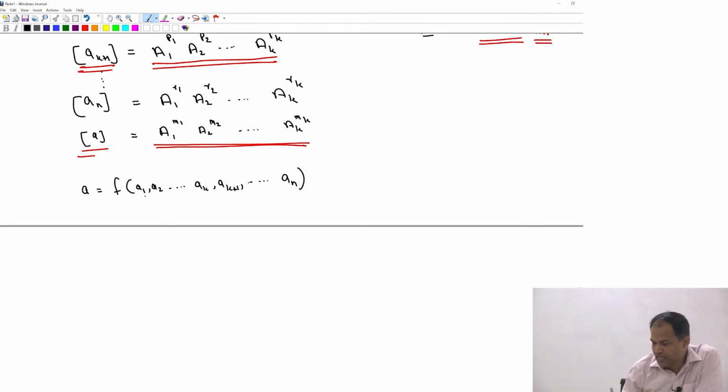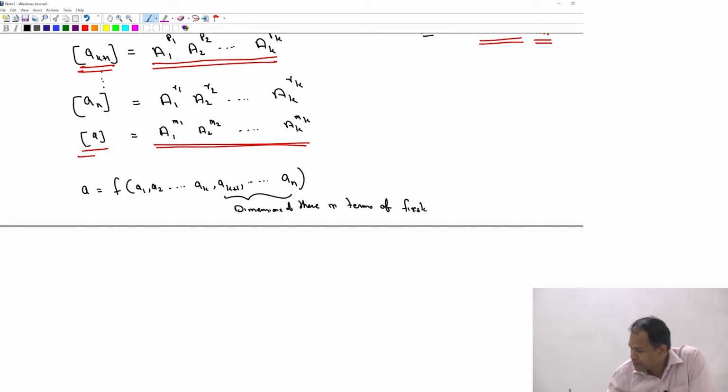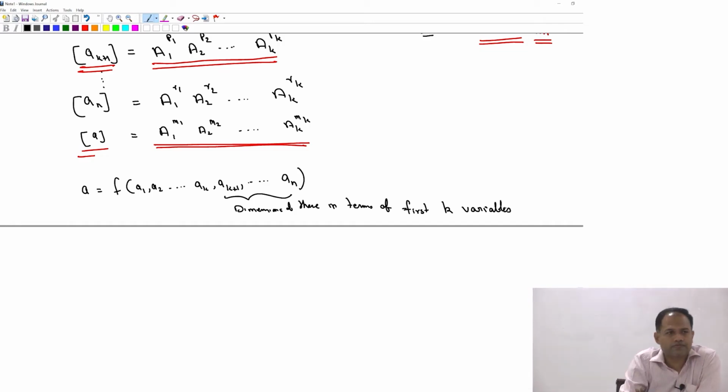And we have said that we are going to represent the dimensions of all these in terms of the first k variables. That's all I have said so far.